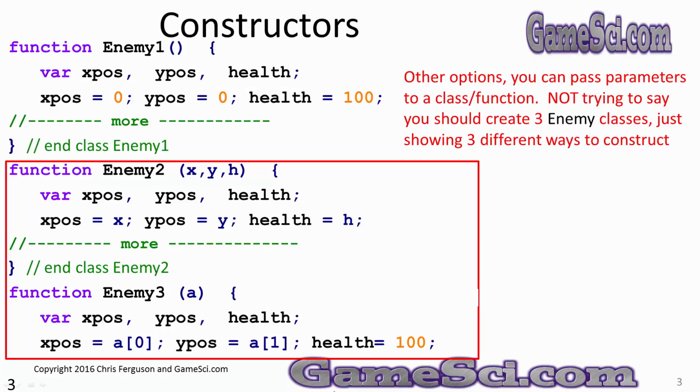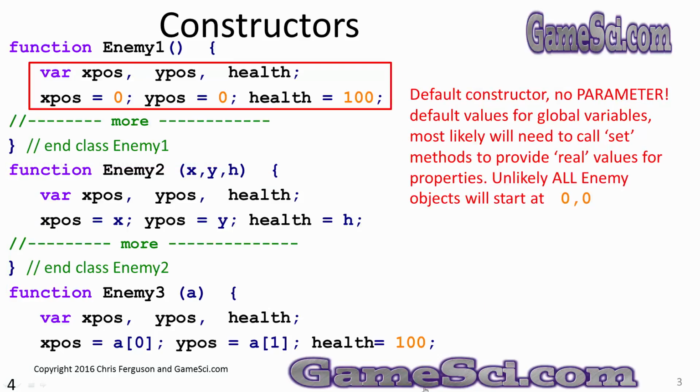Now, there are other options. You can pass parameters to the class or function. I'm not trying to say you should create three enemy classes. I'm just showing you three different ways to construct an enemy object. This first one is what we call a default constructor. It's a constructor with no parameters that assigns default values to global variables. Most likely you'll need to call set methods to provide real values for the properties after you construct an object this way. It's very unlikely that all enemy objects will start at position 0, 0.